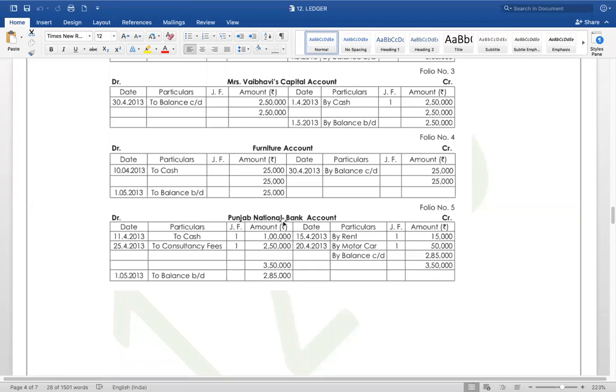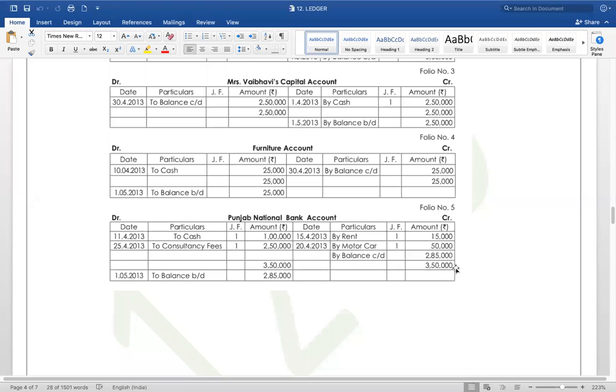And in addition to all the cash inflows, you also have some cash outflows. What are the cash outflows? You have paid some rent by issuing a check, and you have paid some amount by issuing a check for the purchase of the motor car, that is 50,000. So the total amount of cash is 1 lakh plus 2 lakhs 50,000, it is 3 lakhs 50,000.